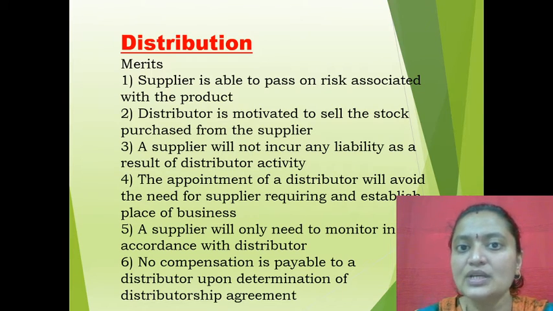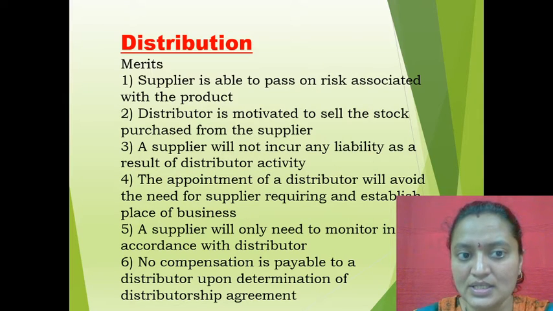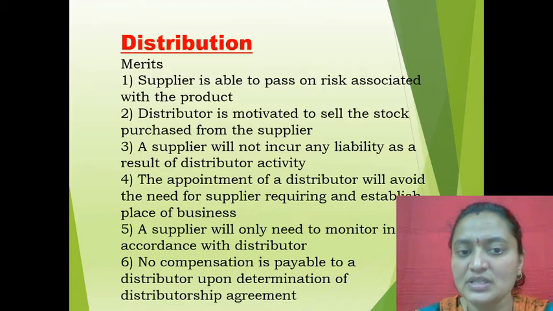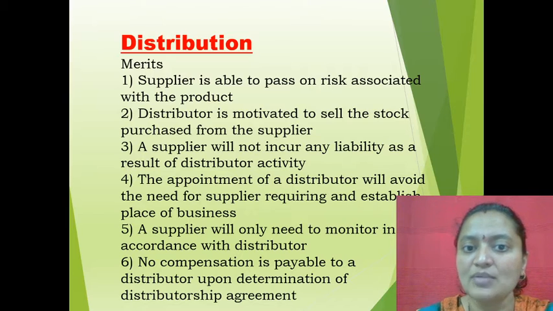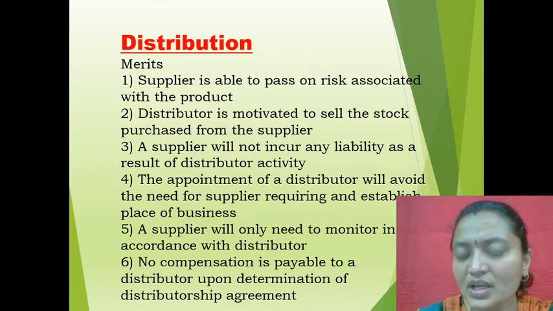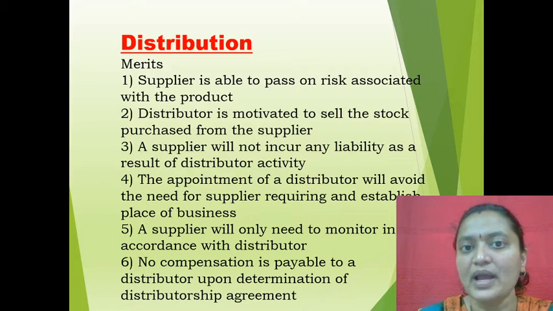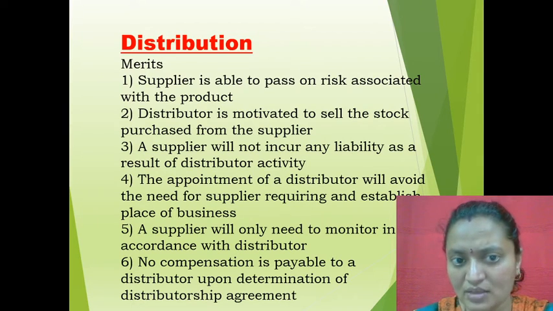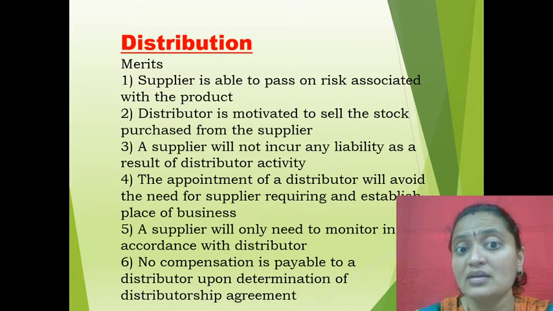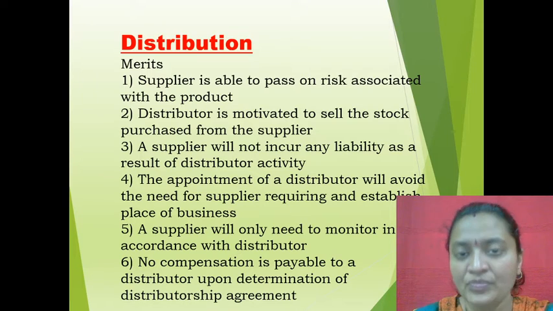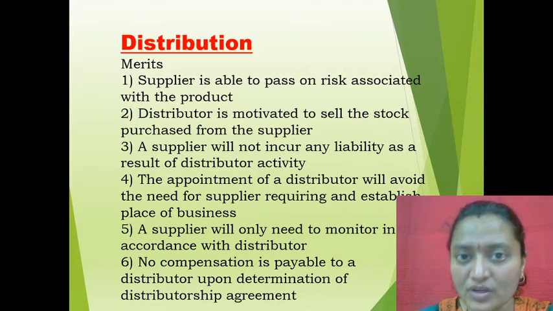Now let us study what the merits and demerits are. These are the points you can understand based on that. The first merit is: supplier is able to pass on risk associated with the product. Now who is called a supplier? Suppliers supply the goods from one place to the other, and the supplier is able to pass on risk associated with the product. I will give you a simple example, the example of books.